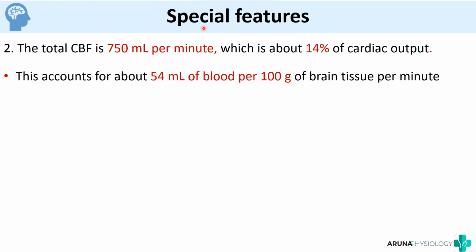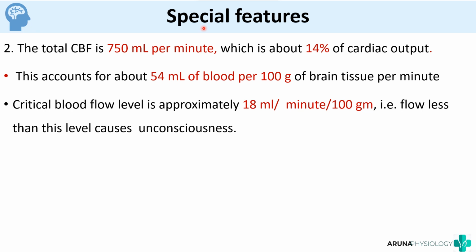And why are we talking so much about the blood flow? Because if the blood flow to the brain decreases, it can cause problems with the consciousness levels, right? If the critical blood flow is below 18 ml per minute per 100 gram, this can cause unconsciousness. So that is a feature of the importance of cerebral blood flow. What was the next point?